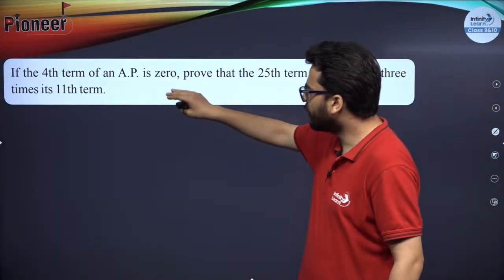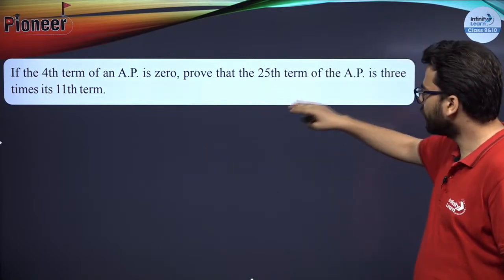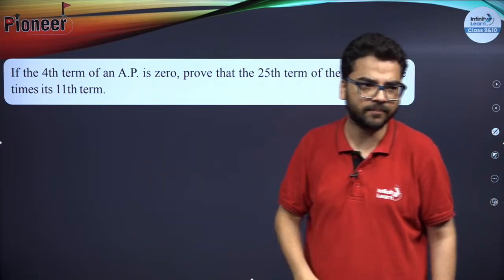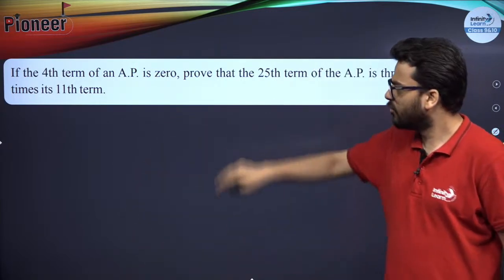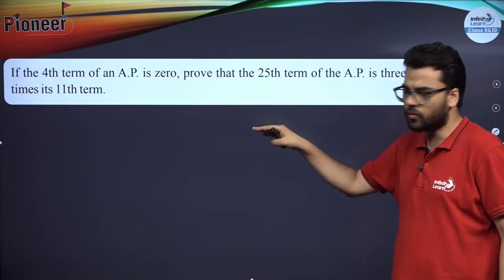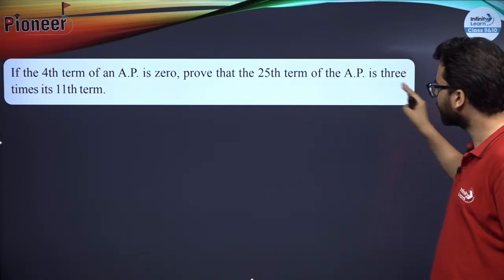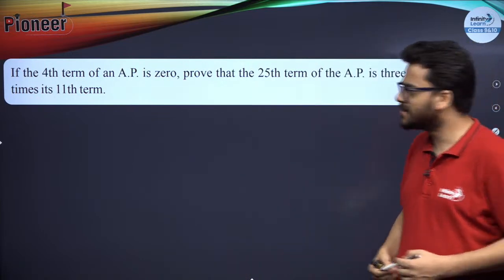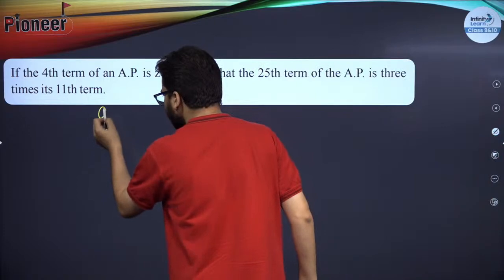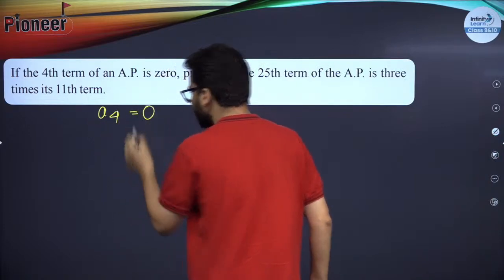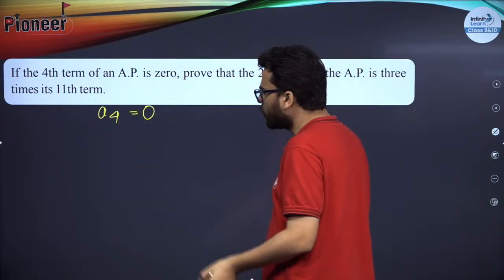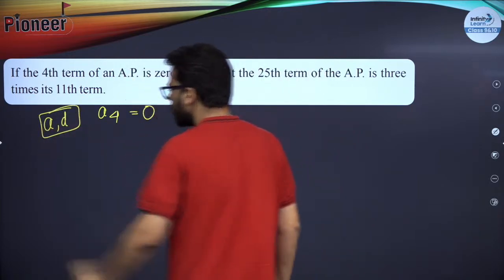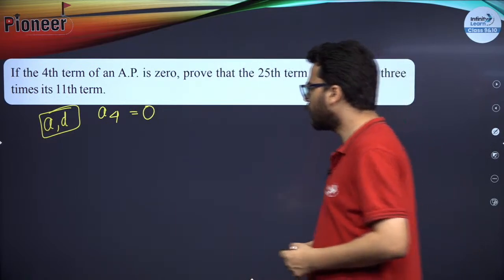If the fourth term of an AP is 0, prove that the 25th term of this AP is 3 times its 11th term. Fourth term is 0 means what, guys? A4 is 0. That is given in the question itself. Correct? Now you don't know what is the first term. Suppose first term is A and common difference is D. That's how you do AP questions, right? So fourth term is 0.